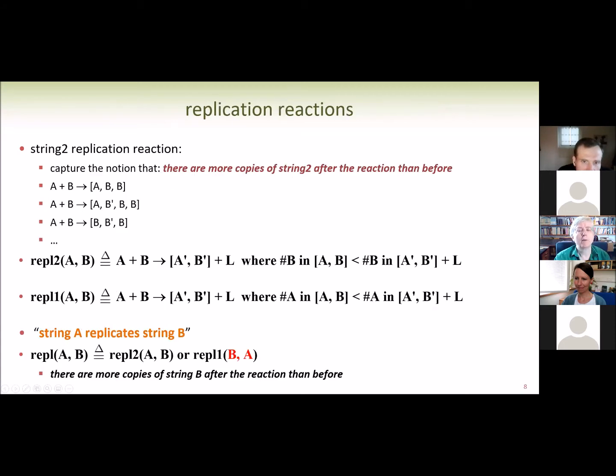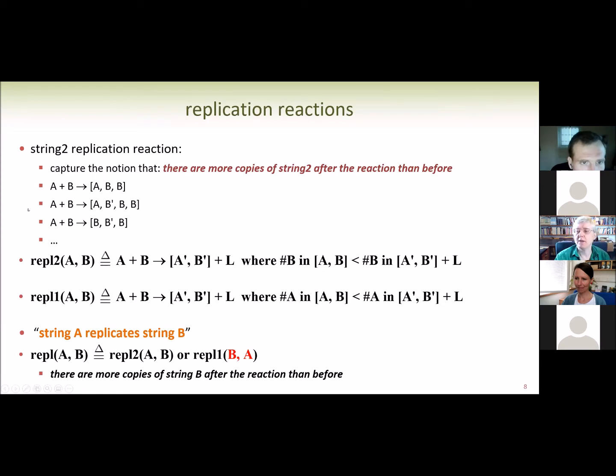So let's look here, trying to define replication reactions. First of all, we'll start off just talking about a string 2 replication reaction, by which we mean it is string 2 that is copied. And we want to capture the notion that there are more copies of string 2 after the reaction than before. It's not simply that the system copies string 2, because it might have destroyed the original string 2, and there are a variety of ways it can do this copying. So the simplest way is that you start off with string 1 plus string 2, and afterwards string 1 has copied string 2 to give you another copy of string 2.